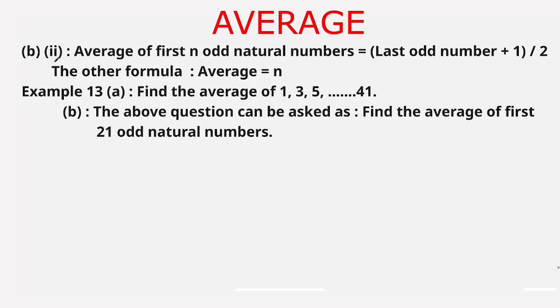Point B, part 2. Average of first n odd natural numbers equals last odd number plus 1 divided by 2.